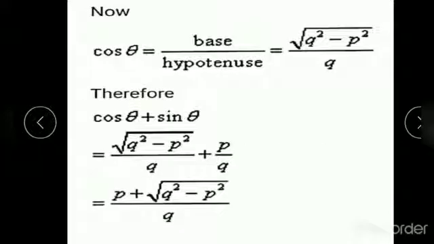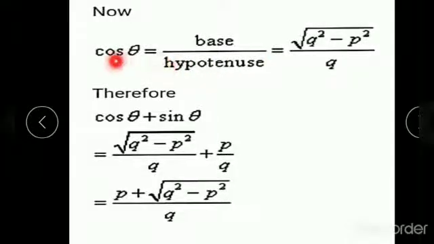Now you can find out what is cos theta. Cos theta is nothing but base by hypotenuse. Base is nothing but square root of q square minus p square into x, divided by hypotenuse which is qx. x and x will get cancelled. So what is cos theta? Root of q square minus p square divided by q. Okay, so you know now what is cos theta, and already sin theta is given.